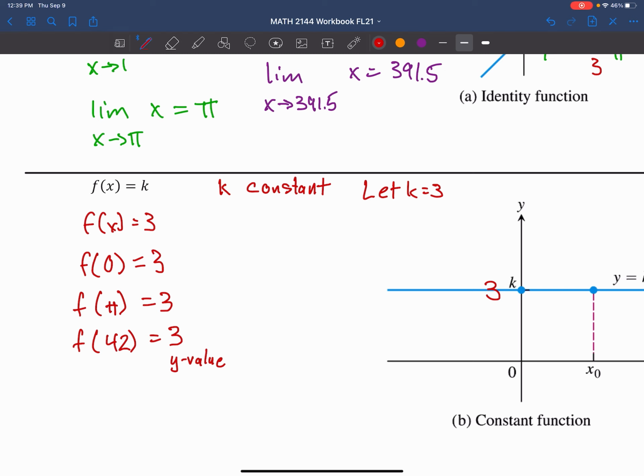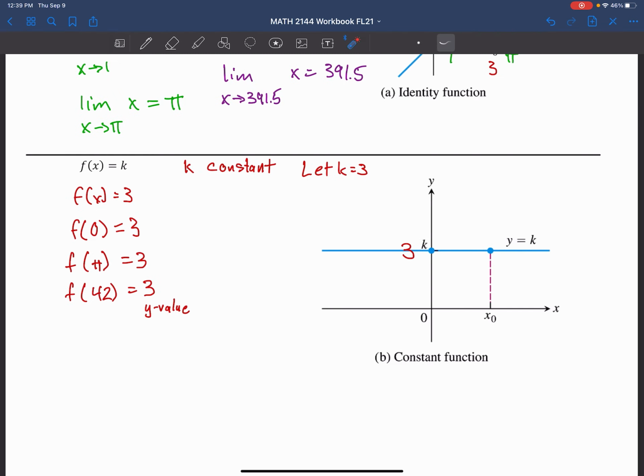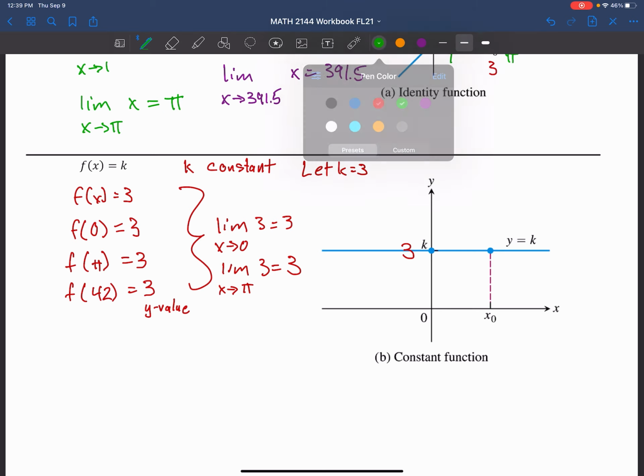3. So if you think about this, whatever x value you're approaching, when you translate that to the graph and see the y value, it will always be whatever the constant is. So all of these, the limit as x approaches, let's just do 0 of 3 is 3. The limit as x approaches pi of 3 is 3. So let's see if we have spotted a pattern right here.